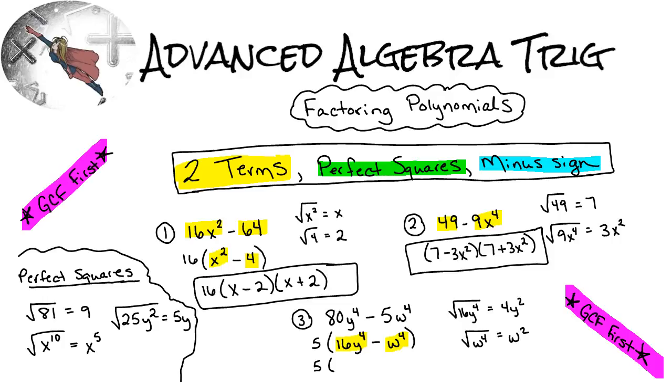But the square roots are 4y squared, and put them in the same order that they were in the original problem. Then minus w squared, and then same thing, 4y squared, but plus w squared. Okay, now I'm about to circle my answer, but I'm not done. So I have 4y squared minus w squared.